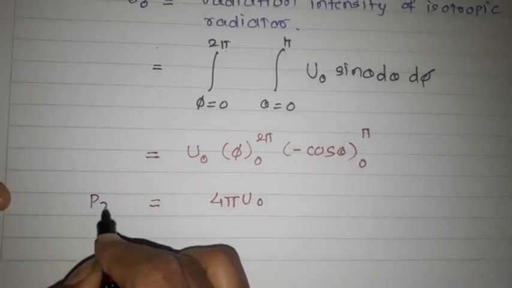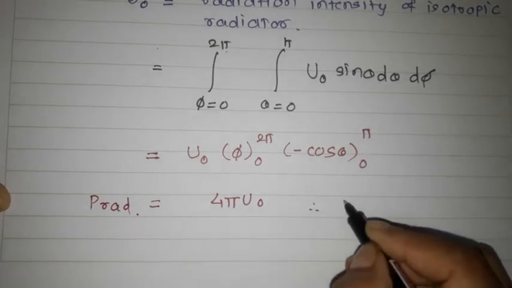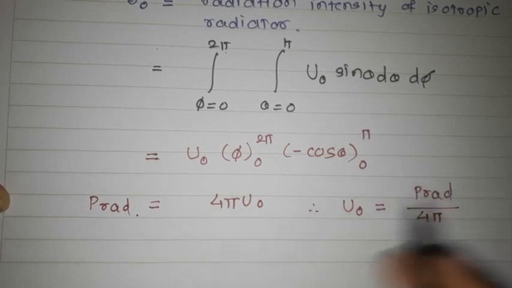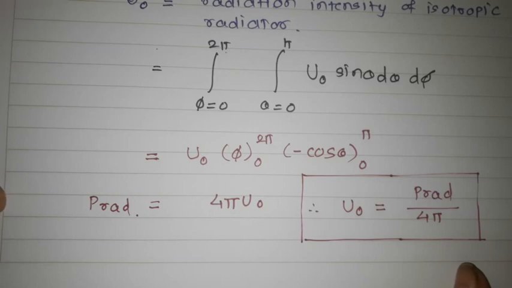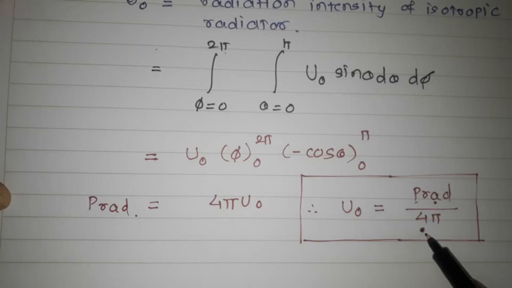If I know the radiated power, I can calculate U0 in terms of it. Therefore U0 is equal to P radiated by 4 pi. This is the radiation intensity for an isotropic antenna. This result is very obvious, as an isotropic antenna radiates equally in all directions, that is 4 pi steradians. Thus the radiation intensity is simply obtained by dividing the radiated power by the total steradians. This is how we calculate the radiation intensity for an isotropic antenna. We'll stop here. Thank you.